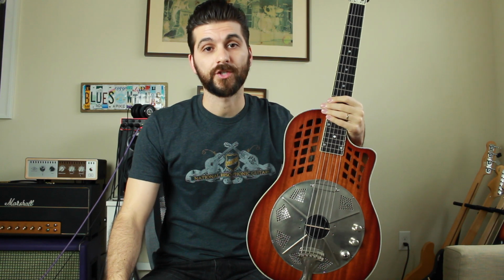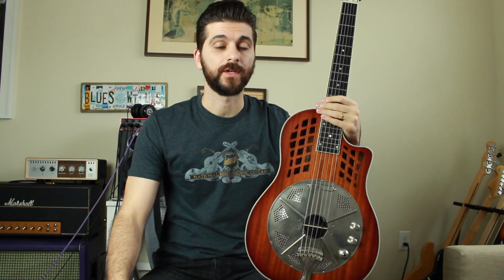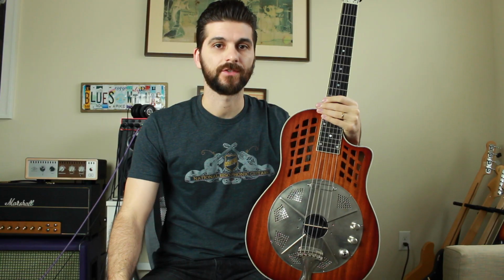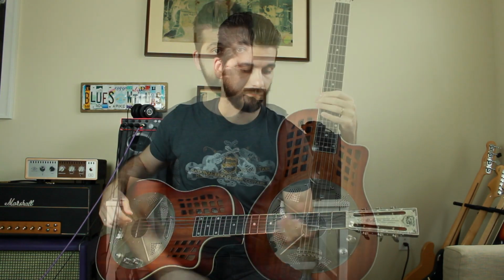The most important thing we have to understand is the relation between the two tunings, and by that I mean the interval between the notes the strings are tuned to. I suppose we all know that standard is E, A, D, G, B, E, and open D is D, A, D, F sharp, A, D. So let's see the differences between these tunings string by string.